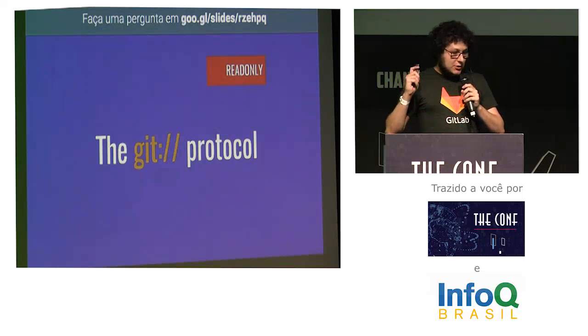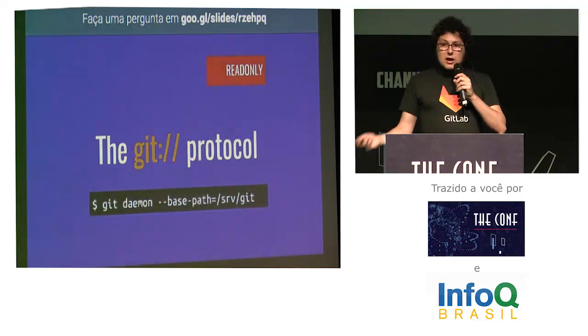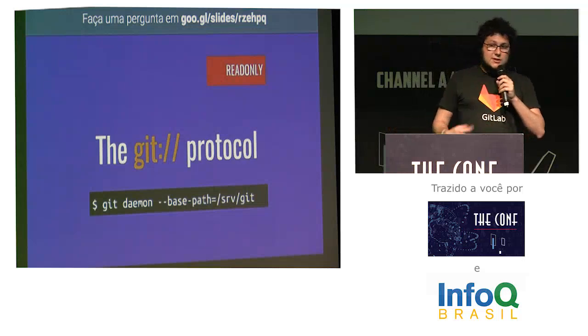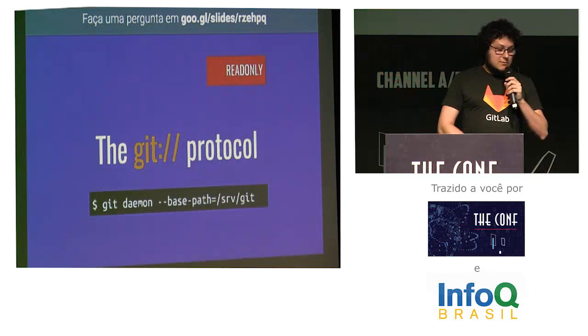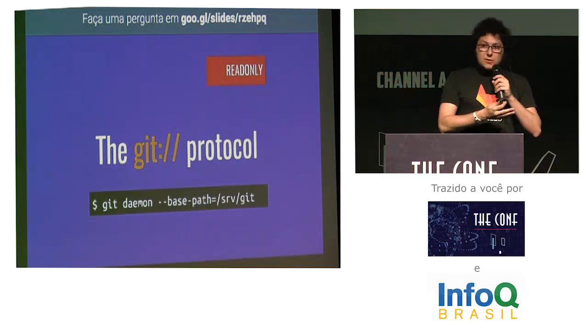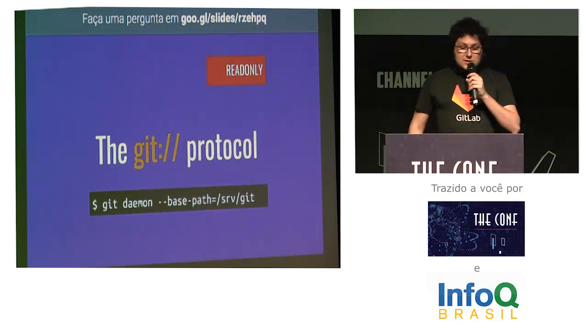To access the Git protocol, you run the Git daemon, which is available in all your machines. It is installed with Git. You just need to use the base path argument to point where the request will start. And you can clone from that address. For example, if you are in a local network, you can share your repository with your peers with just using Git daemon.